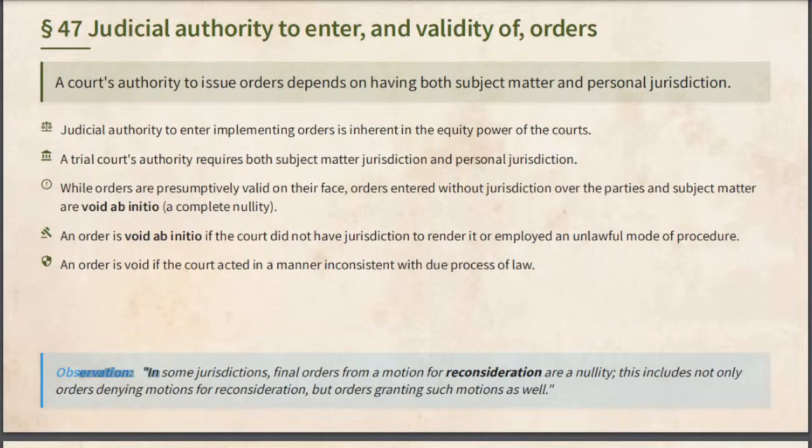Our observation here: in some jurisdictions, final orders from a motion for reconsideration are a nullity. This includes not only orders denying motions for reconsideration, but orders granting such motions as well. Now, this is interesting here.